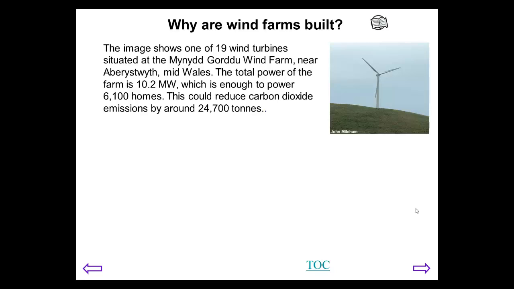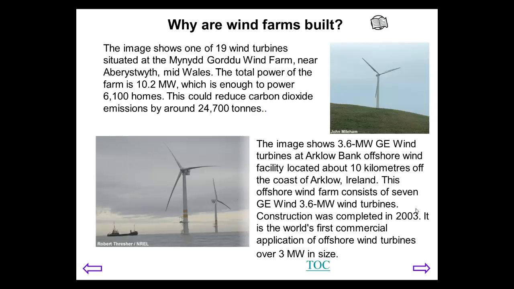Well, here we have a wind turbine. This wind farm can produce 10 megawatts, which is enough for 6,000 homes, and it basically reduces the carbon emissions by around 24,000 tons of carbon dioxide per year. And here's another one, which is 3.6 megawatts, which is an offshore wind facility.